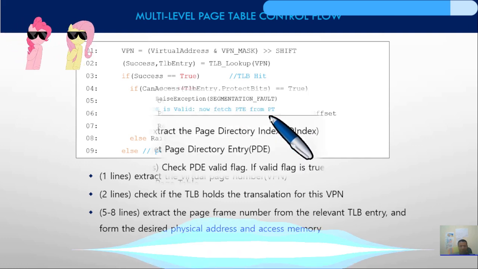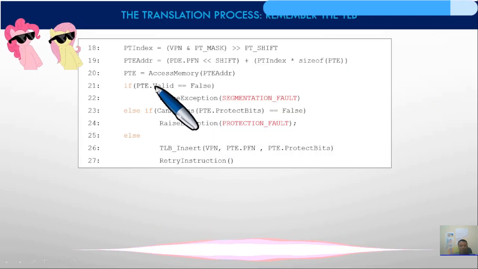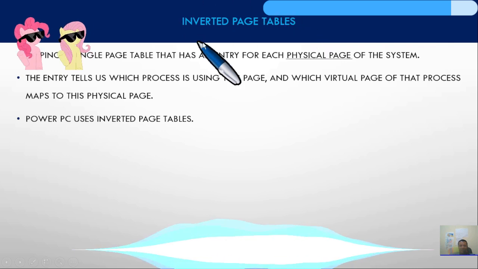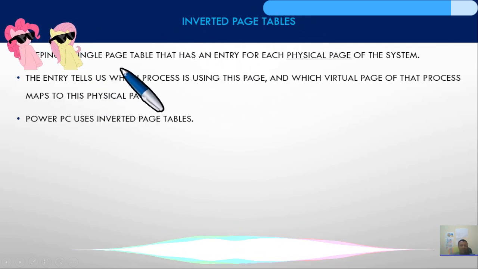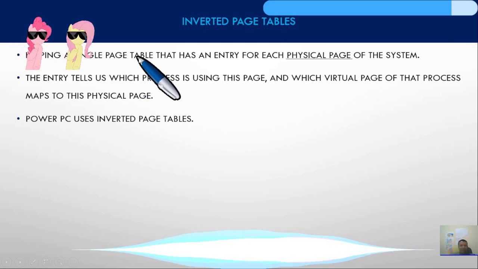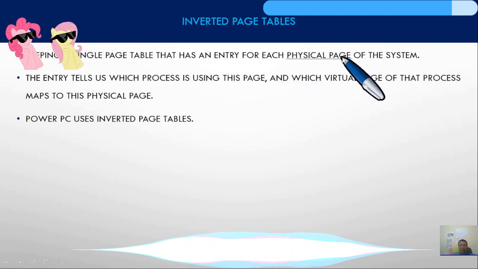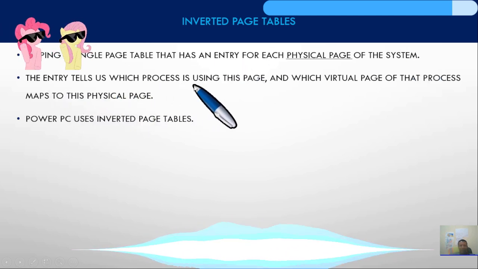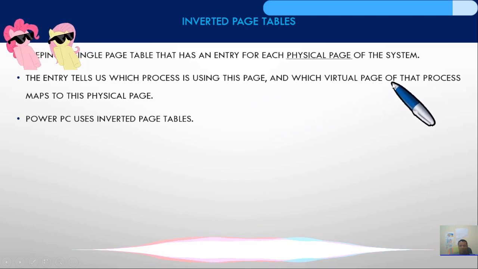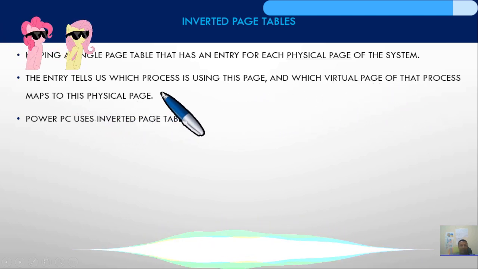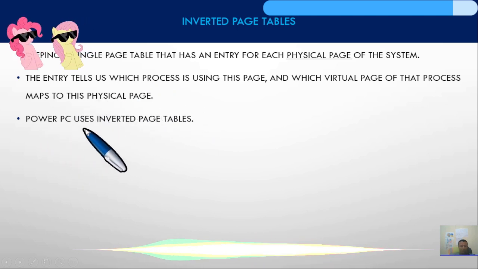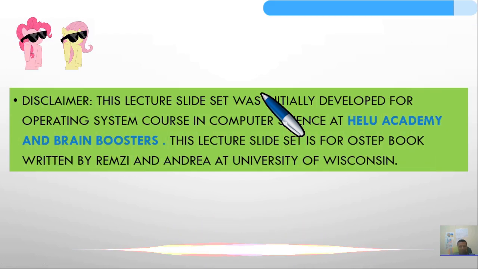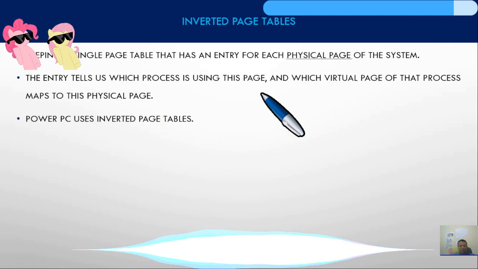I hope it's simple, and I advise you to see it again. Then we have the inverted page table. This is another method: keeping a single page table that has an entry for each physical page of the system. The entry tells us which process is using this page and which virtual page of that process maps to that physical page. And our PC uses inverted page tables. So in a nutshell, that was the idea.